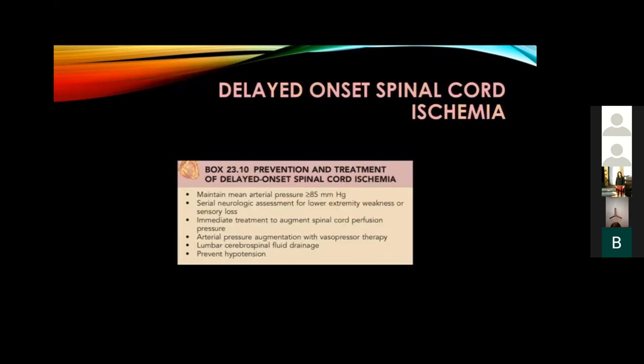Now, delayed onset spinal cord ischemia. What are the prevention and treatment of this delayed onset spinal cord ischemia? Maintain the mean arterial pressure more than 85. Serial neurological assessment for lower extremity weakness or sensory loss. Immediate treatment to augment the spinal cord perfusion pressure. Arterial pressure augmentation with pressor therapy, important. Lumbar cerebrospinal fluid drainage and prevent hypotension.